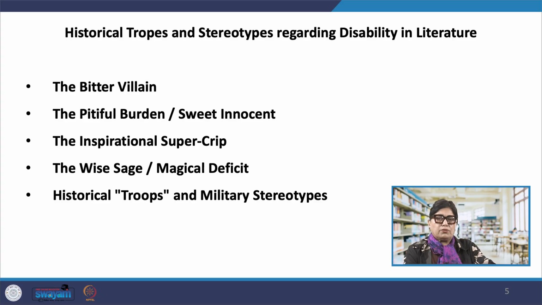Historical tropes and military stereotypes. History has a long tradition of stereotyping soldiers, armies, and warfare tactics based on nationalism and cultural bias. Let us discuss this stereotype of representation or misrepresentation of military troops as it recurs time and again in literature. Troops and military stereotypes and dehumanization.